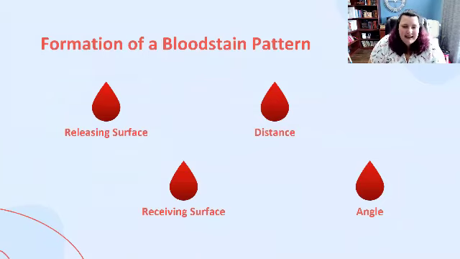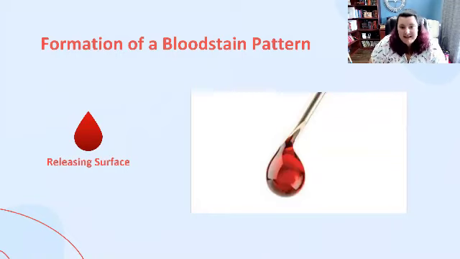Bloodstains are impacted in a fairly consistent manner by the context in which they're formed. The releasing and receiving surface, as well as the distance between the two surfaces and the angle of release, are all going to impact the bloodstain shape. The shape of a releasing surface, specifically whether it has sharp or pointed edges, or whether it's smoother in nature, is going to impact how big the bloodstains are.